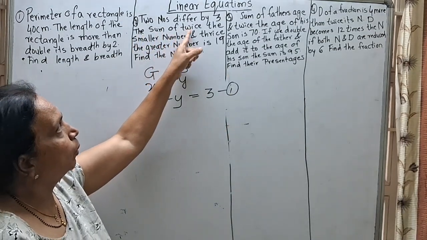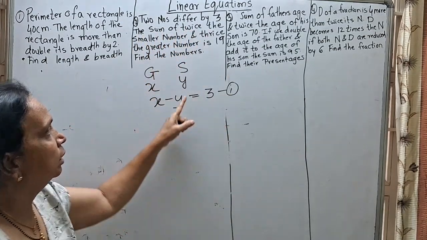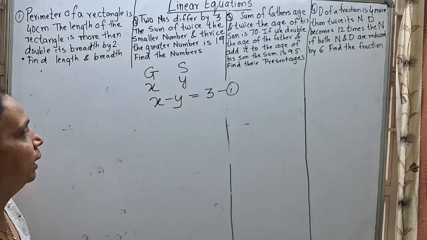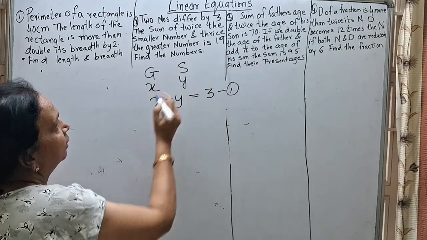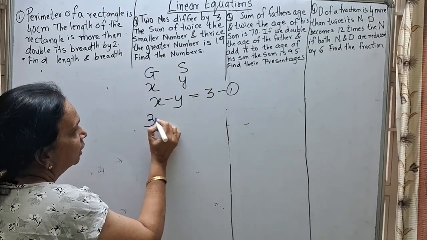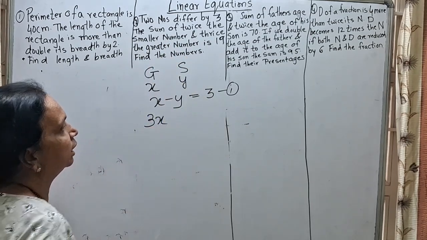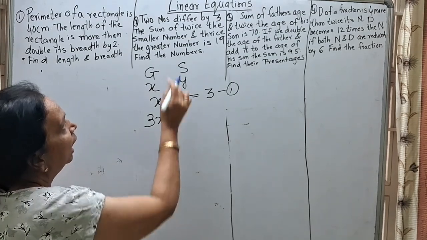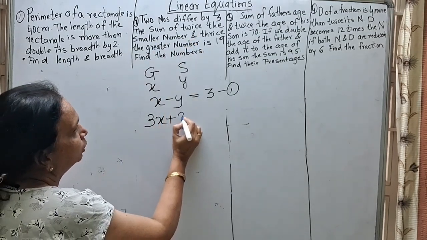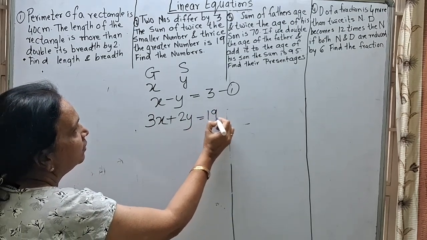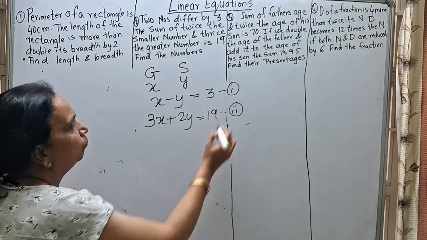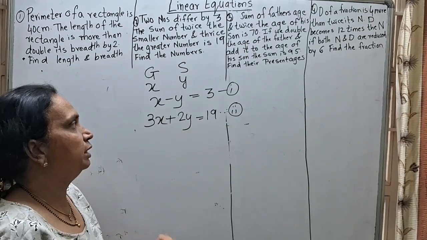The sum of twice the smaller number. Now what is the smaller number? y. The sum of twice the smaller number and thrice the greater number. The greater number is x, so thrice means 3x. Sum means plus, and twice the smaller number means 2y, is nothing but 19, he is saying. That is equation 2. Nothing is common, so we can't divide anything.